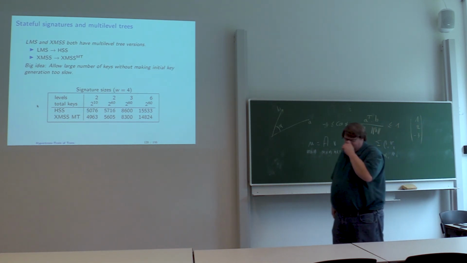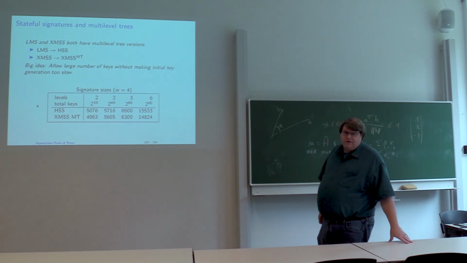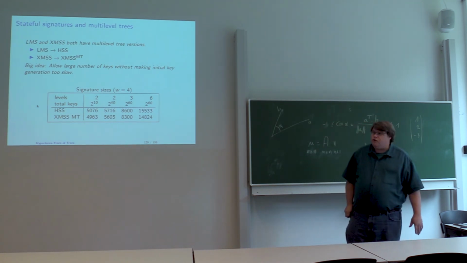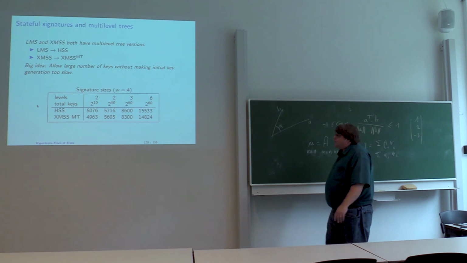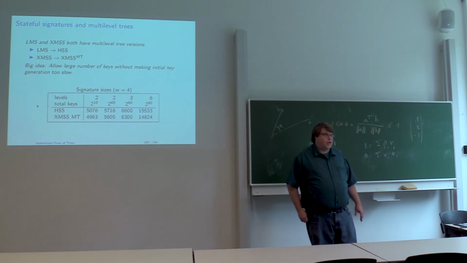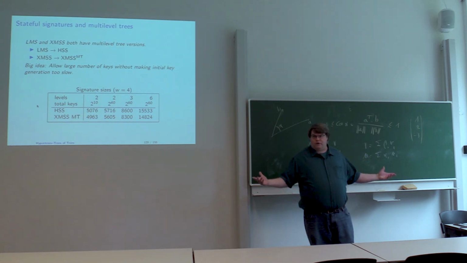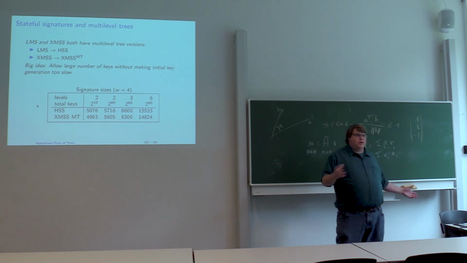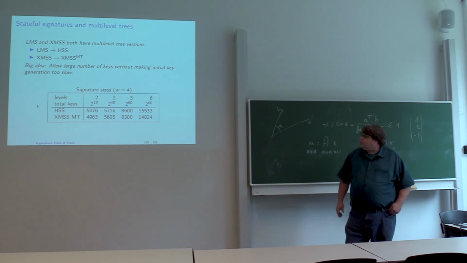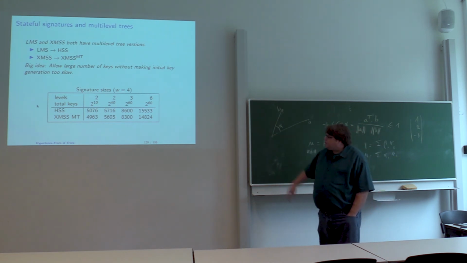I showed you before the stateful signature schemes, LMS and XMSS, that are being standardized, and they both have hypertree versions, okay? So the idea here is you can have a stateful hash-based signature scheme, but you can have 2 to the 40 or 2 to the 60 keys if you're willing to have longer signatures, right? And you don't have to rent time on a supercomputer to generate your keys. So these are some parameters for this, right?